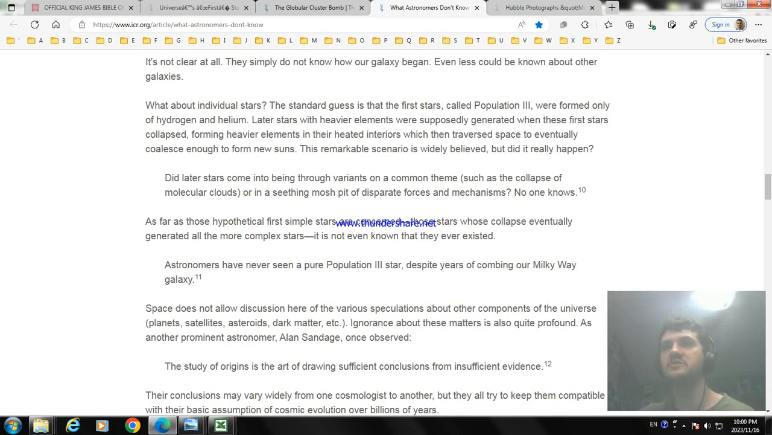What about individual stars? Well, the good guess is that the first stars, called Population III, were formed only of hydrogen and helium. Later, heavy elements were produced by these first stars as they collapsed, and these heavy elements were ejected from their interiors. These then eventually condensed and formed new stars. This is the scenario, but no one can believe that is what really happened.